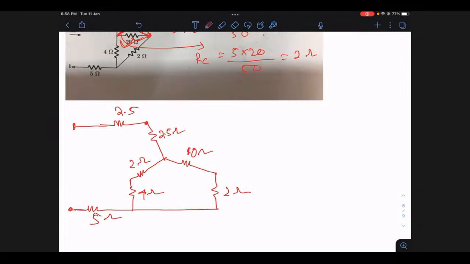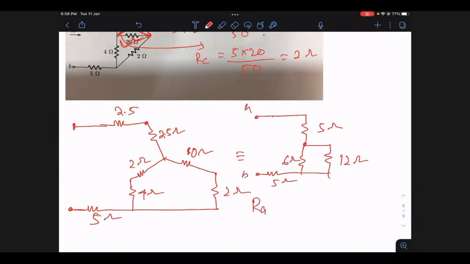If you want, you can further redraw the circuit. 2.5 and 2.5 are in series, so the equivalent is 5 ohms. Then from this, there are two parallel paths you can think of. One is 12 ohms, that is 10 plus 2. The other one is 2 plus 4, which is 6 ohms. And then you have your 5 ohms. So this is your A, this is your B.